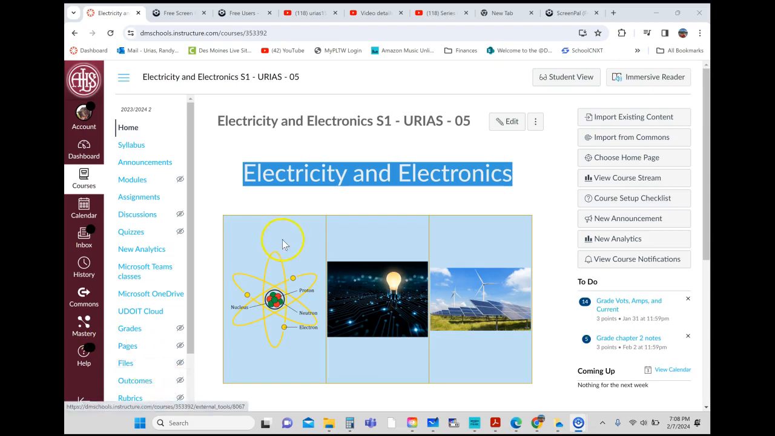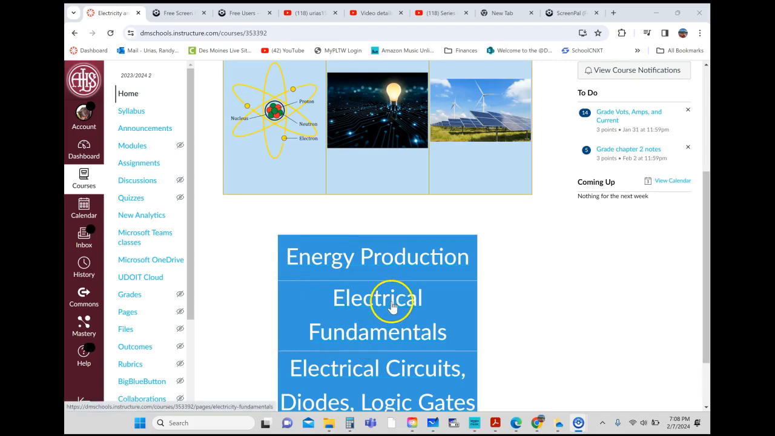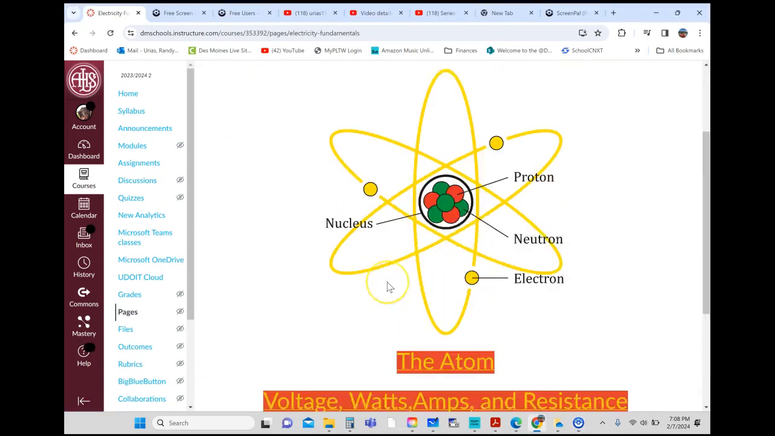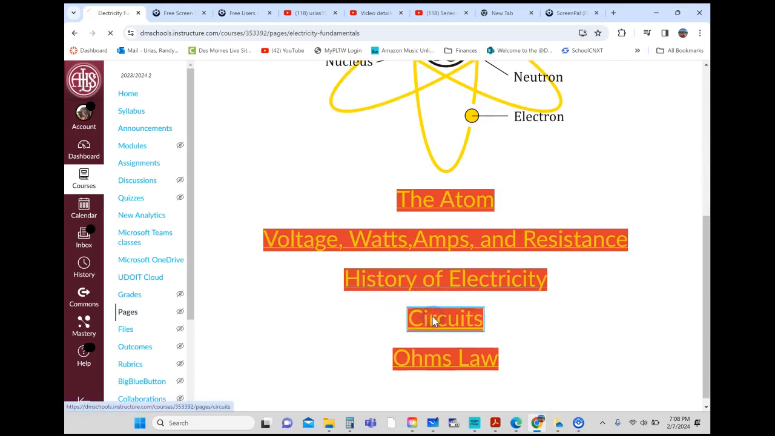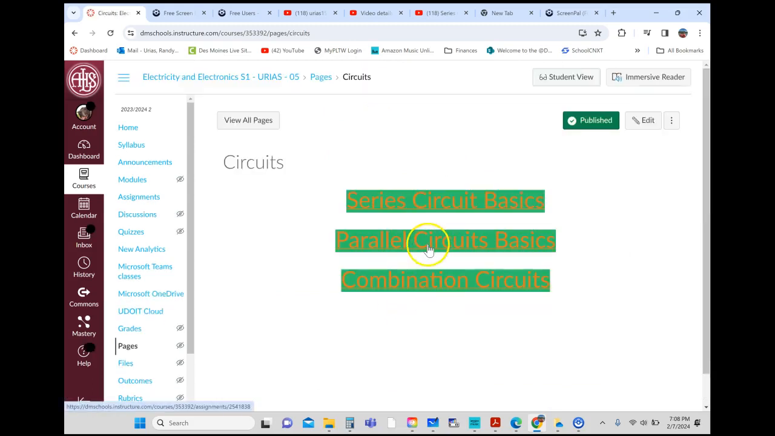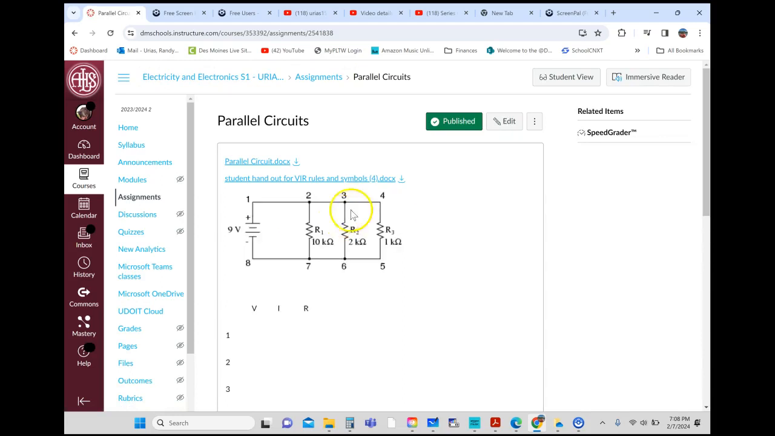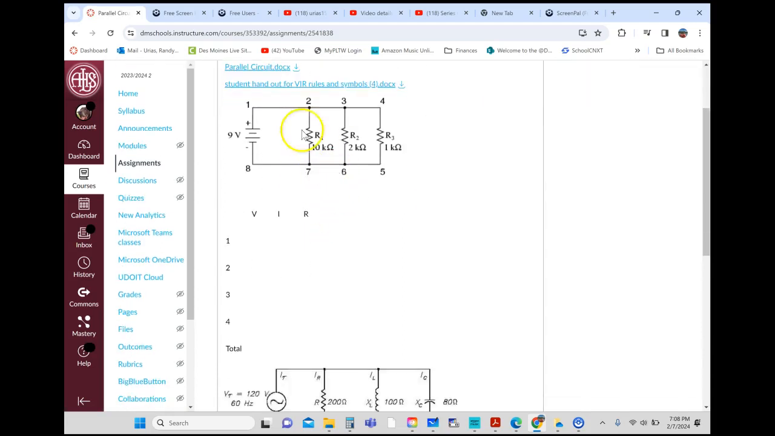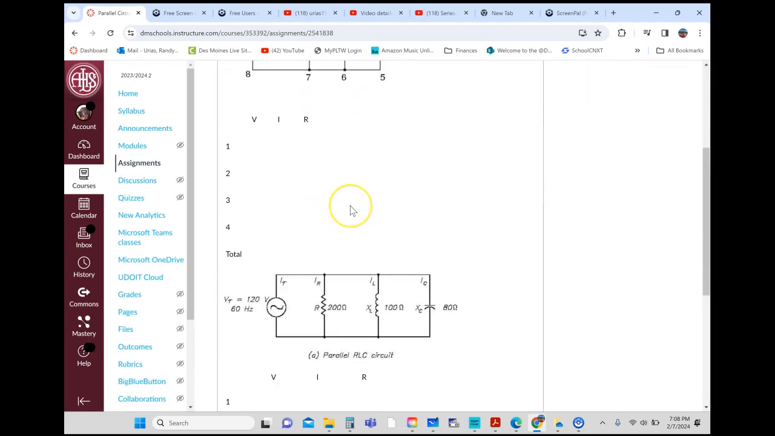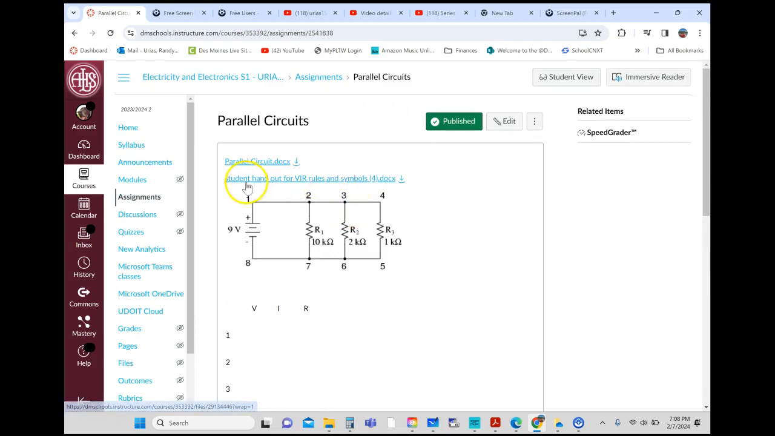For those of you that missed class on Tuesday, I demoed the parallel circuit. In order to find the information that you need for the parallel circuit, same place: go to Electrical Fundamentals, go to Circuit. You can click on Parallel Circuit, just so you know that it's there. These are some examples that you can try, but again, you need that student handout sheet. Click there and download that, if you haven't already done so. You should have by now.